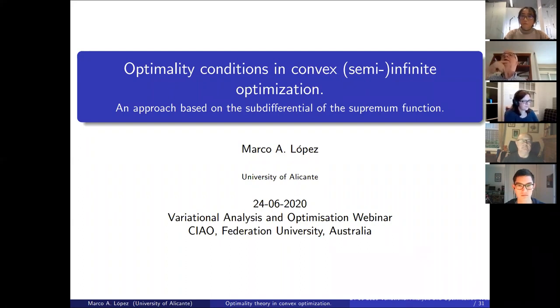This talk today is a kind of crash course lecture on applications of quite elementary convex analysis in the field of convex optimization, with the main objective of deriving optimality conditions for one optimization problem, which is convex, but with the particularity that the number of constraints is infinite. It's our standard subject along the years. And the approach is based on the subdifferential of the supremum function, a subject in which we are also interested with some colleagues in Chile and many other places.